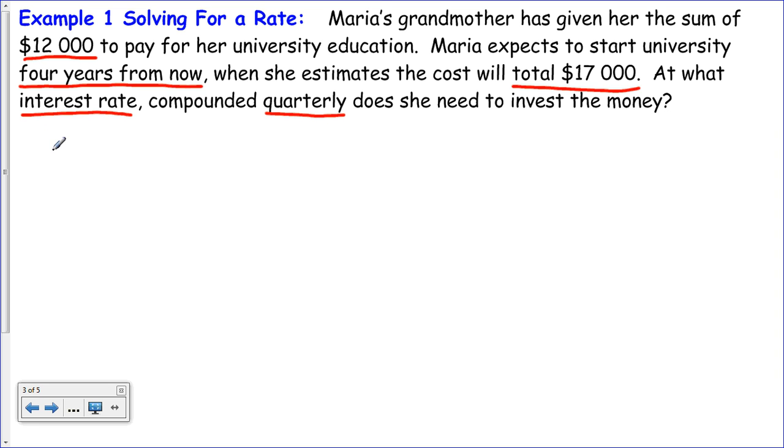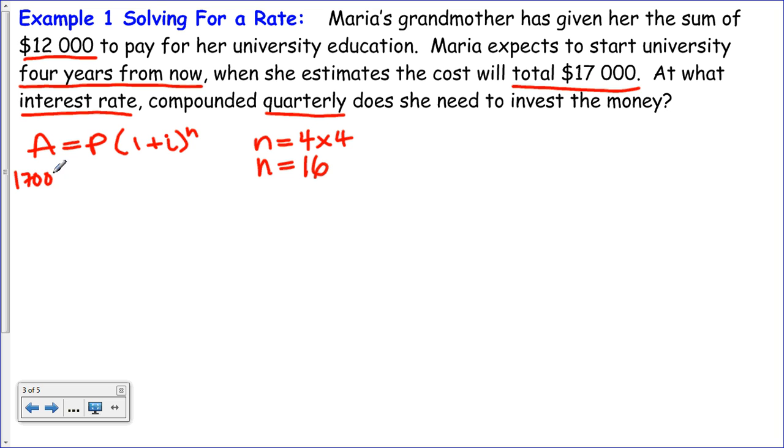So let's take a look at what we have. We'll start off with our formula: A equals P times (1 plus i) to the n. Now we know n is the number of years, which is 4, times the compounding period, which also happens to be 4 because it's quarterly. So we have an n value of 16. Our accumulated amount is 17,000. Our principal, what she has now that her grandmother gave her, is 12,000.